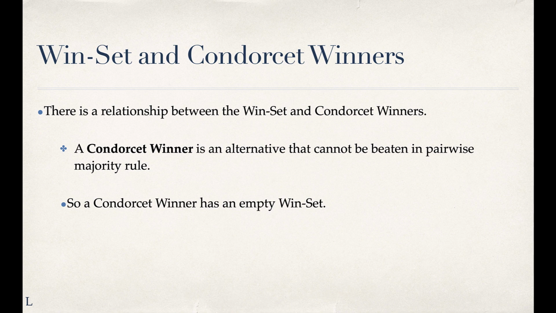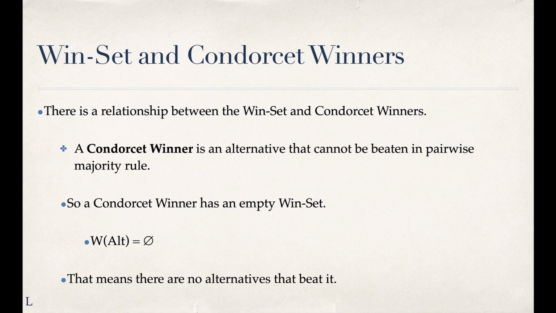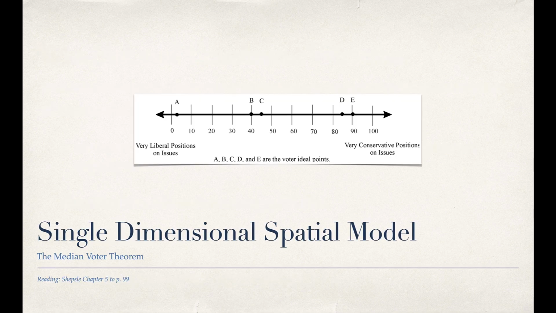So a Condorcet winner has an empty majority rule win set. The win set for a Condorcet winner is empty. There are no alternatives that can beat it. So its win set is the empty set, all right? And the way we write that is the win set of whatever the alternative is equals empty set. This 0 with a slash is not just a cool metal-looking 0. It means empty set. It means there's nothing there. Not even a 0 is there. There is nothing there, okay? There are no alternatives that beat it, all right?